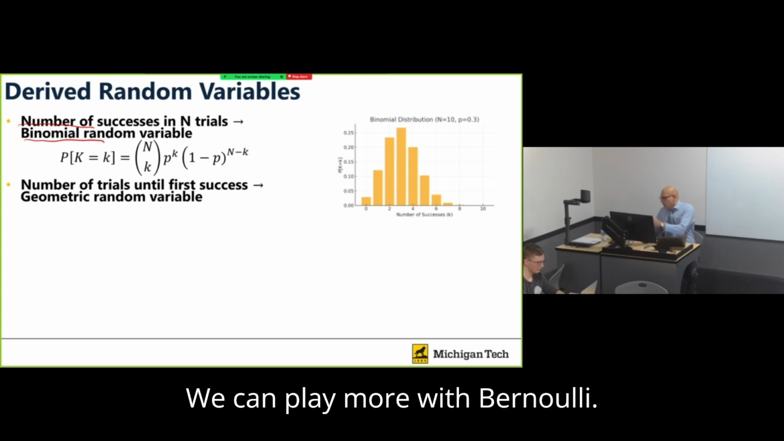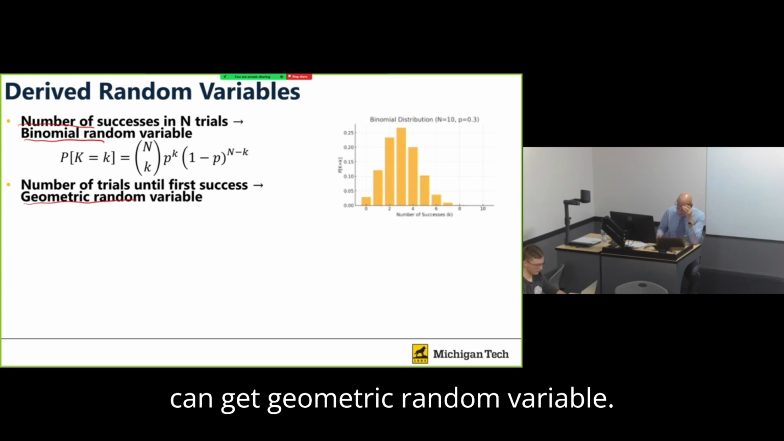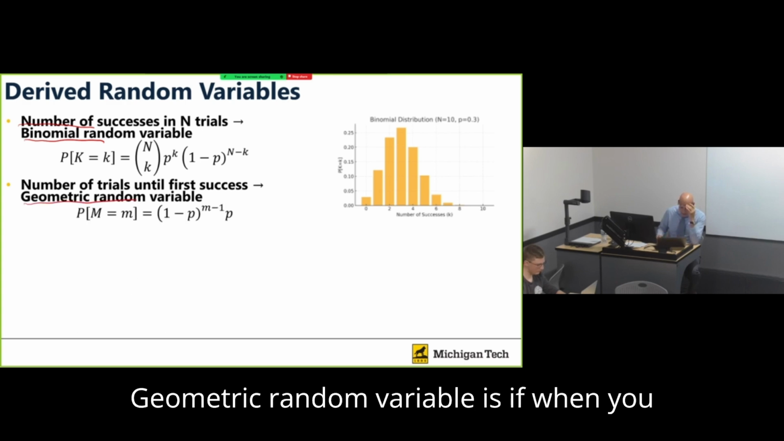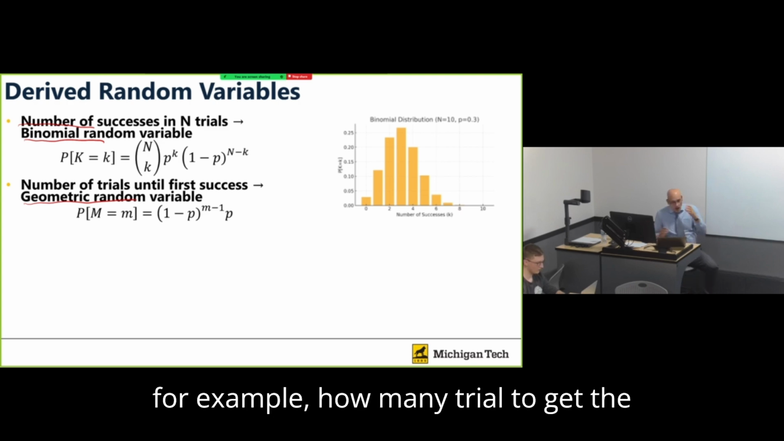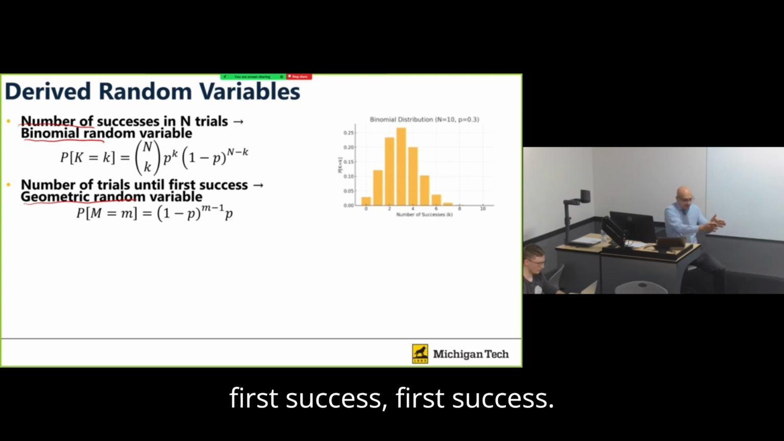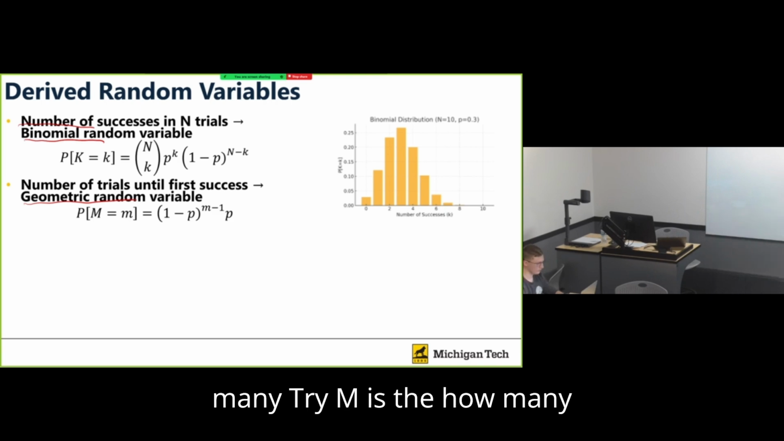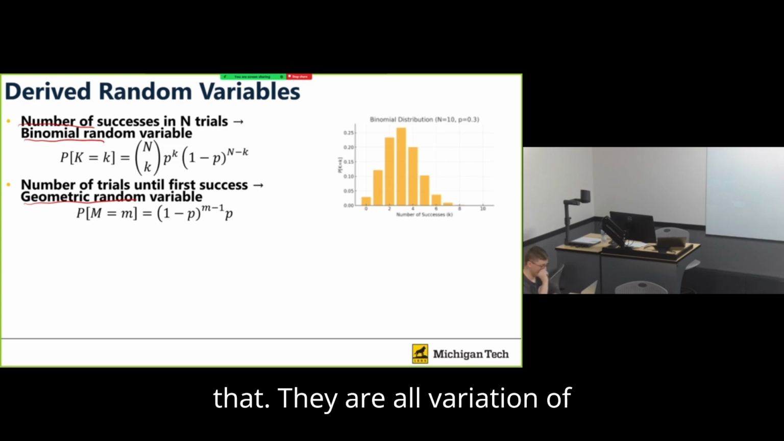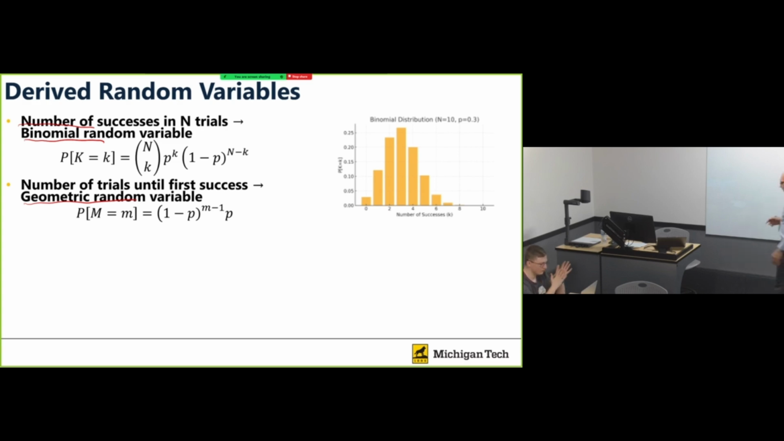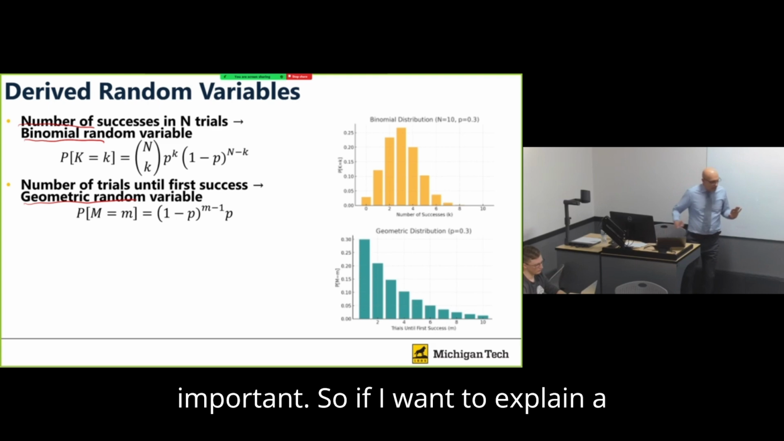We can play more with Bernoulli. If we play a little bit more, we can get the geometric random variable. A geometric random variable is what you use when you want to see, for example, how many trials it takes to get the first success. They are all variations of Bernoulli. So that's why Bernoulli is important.